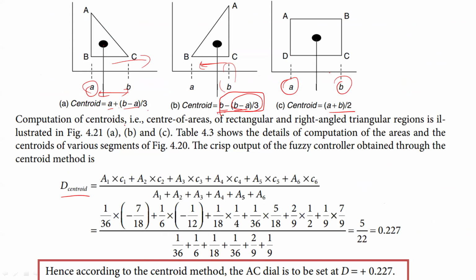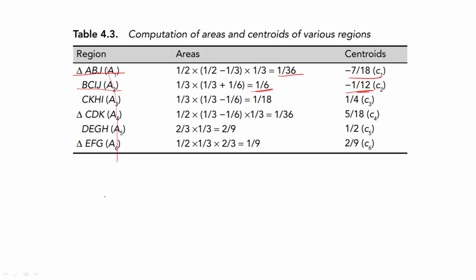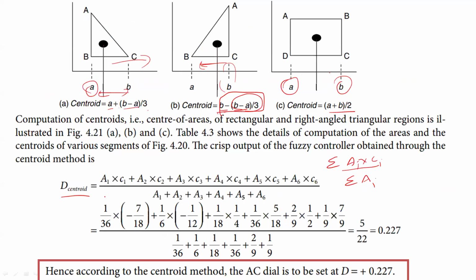Okay. So for all these, now we have to find out the corresponding aggregate value. In order to do this, we have to do the summation of each area into centroid, divided by the summation of each area. So we take each of the values: 1 by 36 into minus 7 by 18 plus 1 by 6 into minus 1 by 12 plus 1 by 18 into 1 by 4 and so on. We take the sum of all of them together like this and divide by the sum of the areas. So finally we approximate to a value of 0.227.